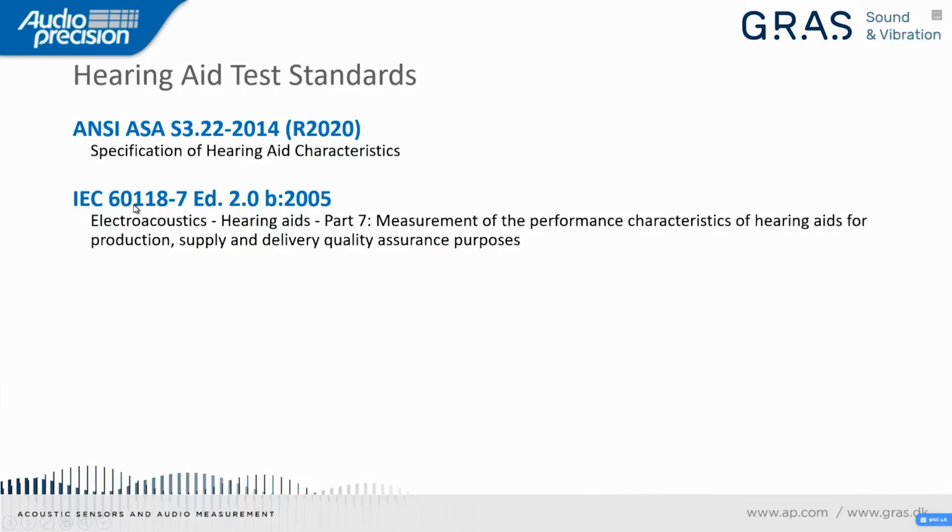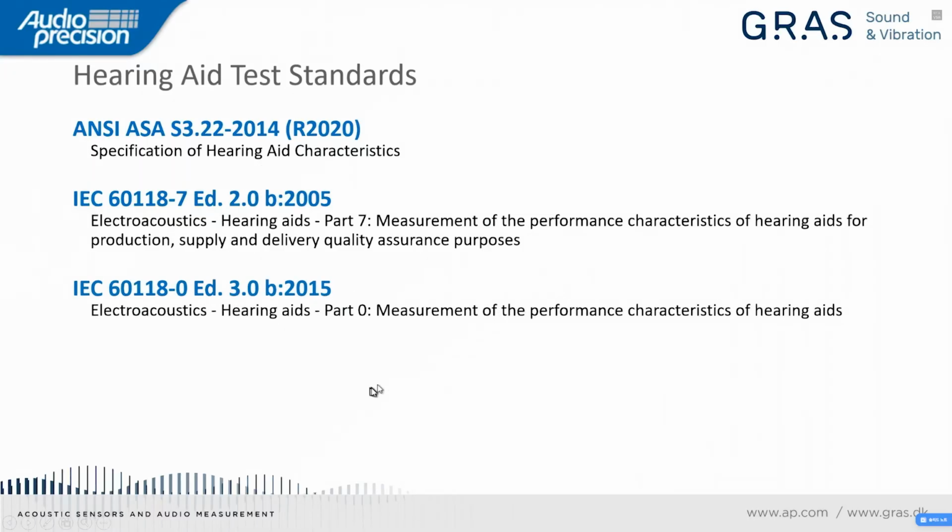So 60118 is quite a large family of standards that pertain to hearing aids, and Part 7 is for measurement of the performance characteristics of hearing aids for production, supply, and delivery quality assurance purposes. And this is very similar to the ANSI standard. They're virtually identical except for a couple of minor differences.